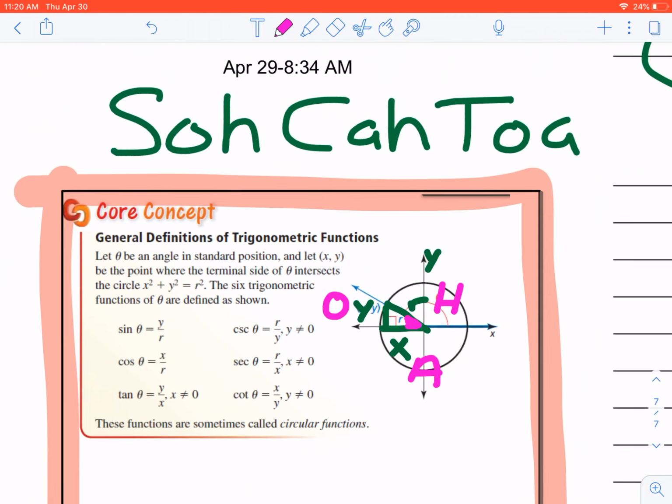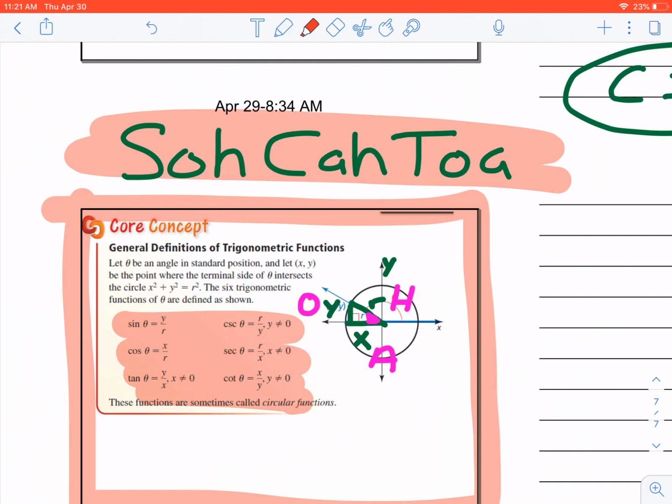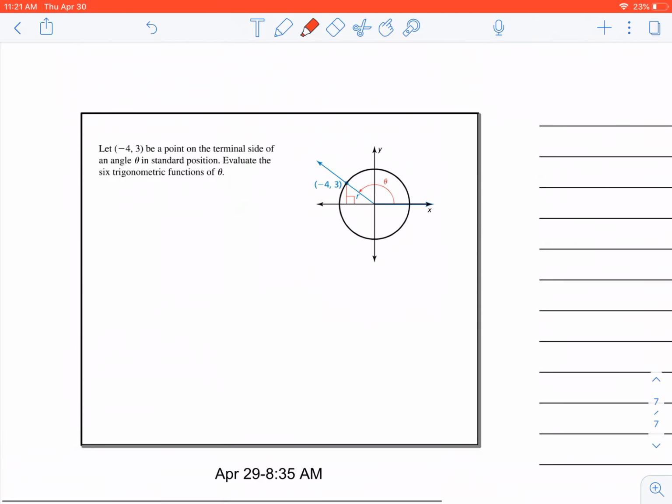If you look at that compared to the rules that they gave us, you'll see they match up exactly with SOHCAHTOA. So you really don't have to learn something new. It's really just SOHCAHTOA done a different way on a standard position circle. So let's do one of these and see what we do. I think you guys will be pleasantly surprised. They're pretty good with these.